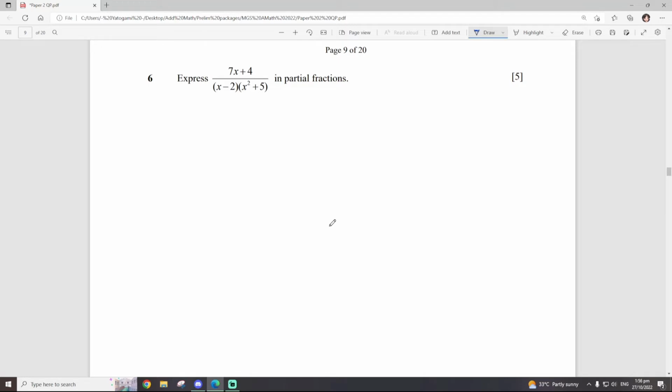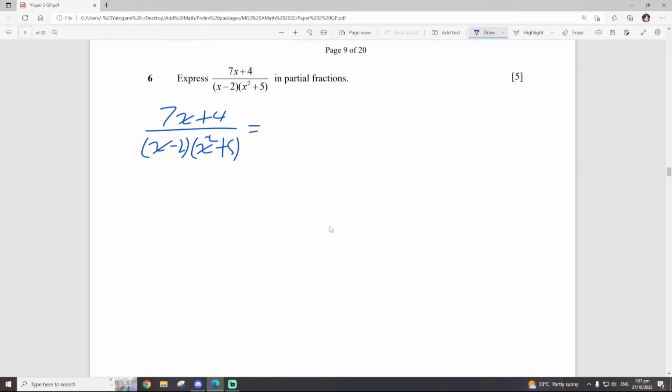Question 6, express the following in partial fractions. Okay, so this is a very basic case. We don't even need to do any other factorization. We just take it as is. 7x plus 4. Partial fractions also already came out of the O-level paper, but never mind. And I think the O-level one was actually harder.